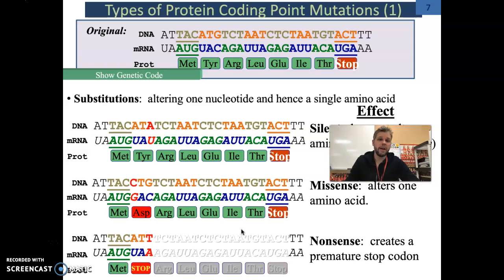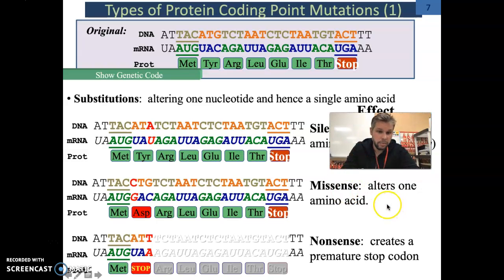Okay, so those are my three when it comes to point mutations. When one nucleotide is going to impact an amino acid. If it doesn't, we call it a silent mutation because there's a redundancy in the genetic code. If it does change an amino acid, it's called a missense. And if it puts in a premature stop codon, it's called a nonsense. Okay, so that should be review from last week from some of the things that we did.